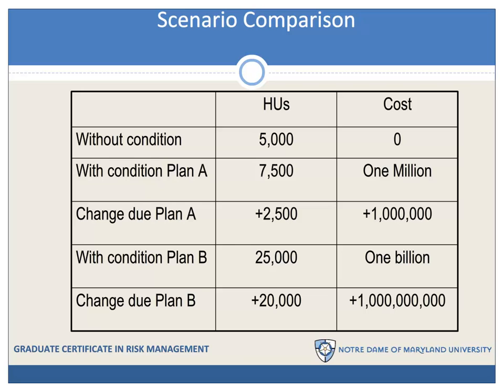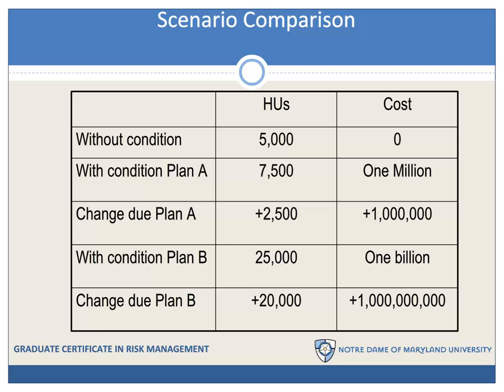Take a look at this simple made-up example. In the columns you find habitat units and cost. Habitat units are improvement in ecosystems. So one scenario would be the without condition. If we don't take any action, we will have 5,000 habitat units in the future. But if we take no action, it doesn't cost us anything. Now imagine that we have a plan A, so we look at the future with plan A in place. Then our habitat units increase to 7,500 and the plan costs us $1 million. The changes due to plan A are an increase of 2,500 and an increase of $1 million.